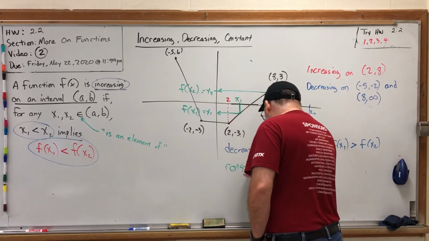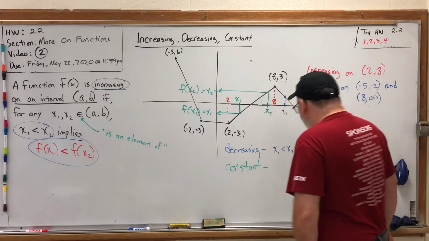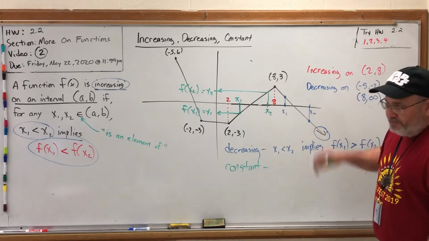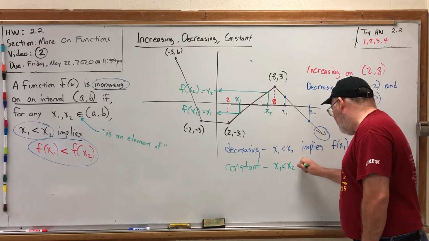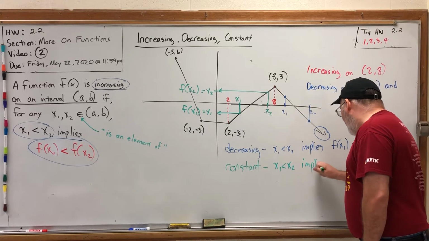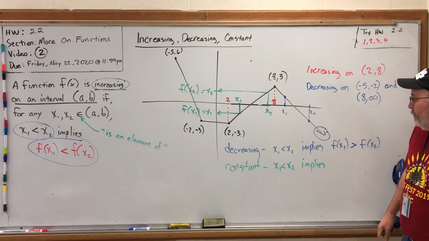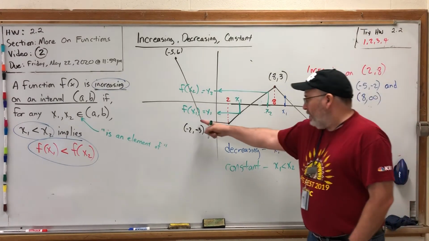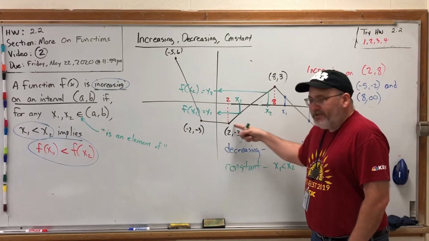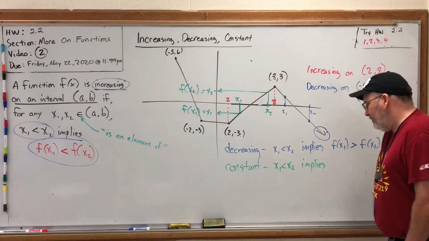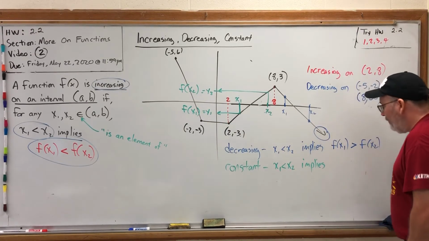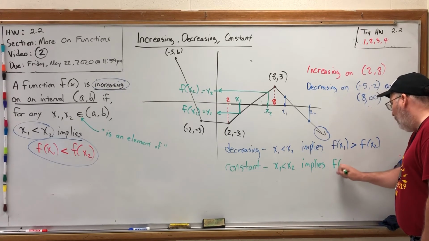I'll give you a hint. It starts the same way. We pick two x's in an interval. One of them must be smaller than the other. So we'll say the first x is less than the second x. But what does that imply about their y values, about their outputs? Well, the word constant means that the y values are all the same. So if you're constant, one x being less than another implies that their outputs are equal.